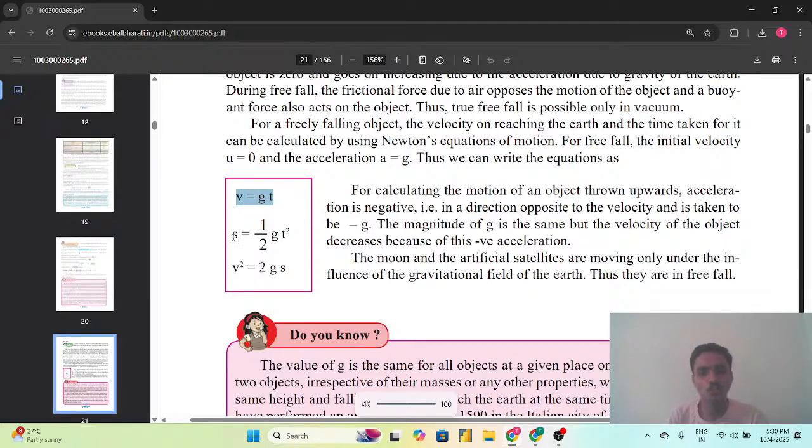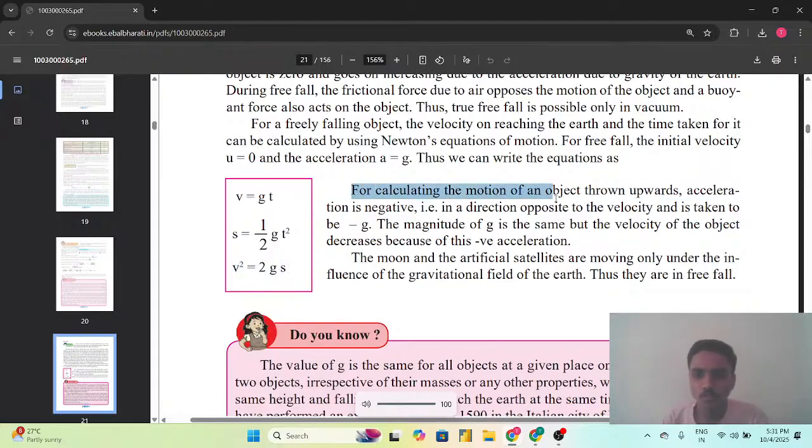The second equation of Newton's second law of motion states that s is equal to ut plus half gt square. As u is 0, the product ut will be 0, and s is equal to half gt square will remain. So we have s is equal to half gt square as the second equation for free fall. And the third equation, v square is equal to u square plus 2as. So v square is equal to 2gs as the initial velocity is 0.